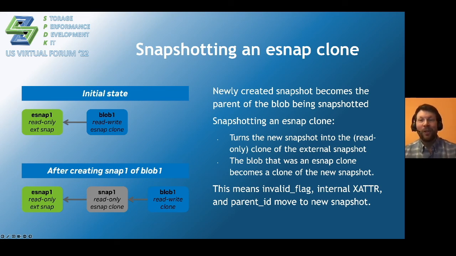You can create snapshots of esnap clones just like you can create a snapshot of any other blob. When a blob is snapshotted, the clusters owned by the blob are transferred to the snapshot and the original blob becomes a clone of the snapshot. This means that after creating a snapshot of an esnap clone, the snapshot itself becomes an esnap clone, and the original esnap clone is now a normal clone of the snapshot. This has an interesting effect when the clones are inflated, as I'll cover in the next few slides.